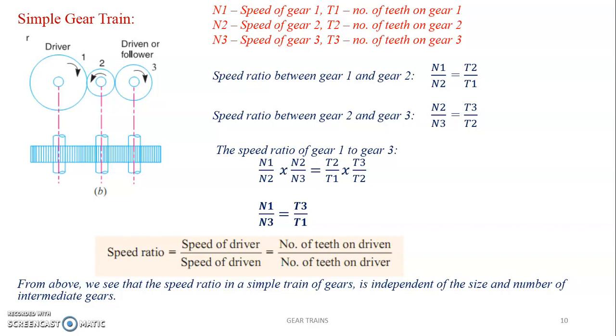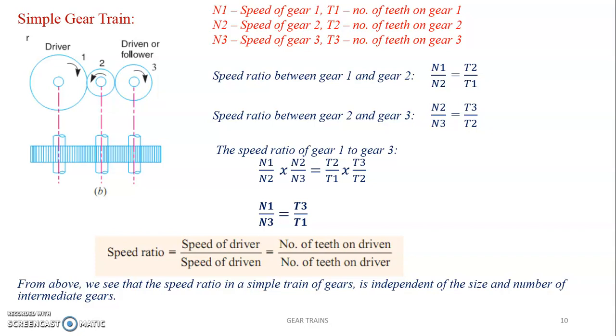So I'll start from the same slide where we left off. We were looking at the speed ratio for a simple gear train. Suppose there are three gears in a simple gear train. Gear 1 will be the driver, and gear 3 will be the driven or the follower. So we are supposed to find the speed ratio n1 by n3.